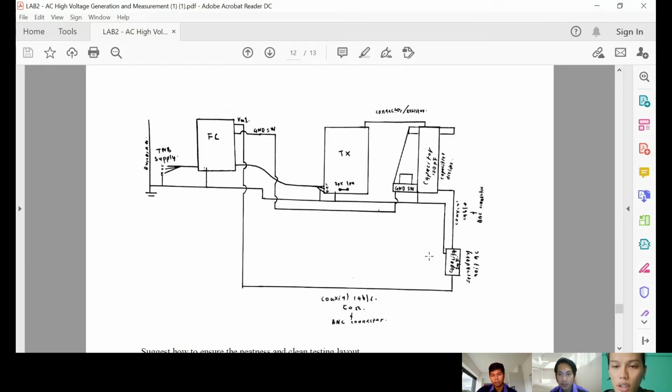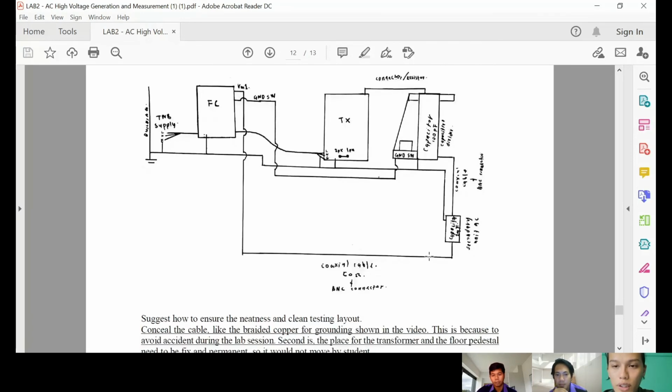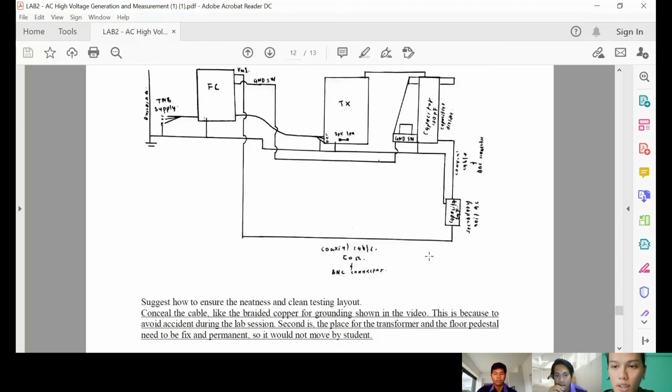So this is for safety, because once a component is moved, it will damage the system. As you can see in the video, our lab is quite messy because the cable is not properly arranged. So we need to arrange it and make it neat and clean. That's all. Thank you.